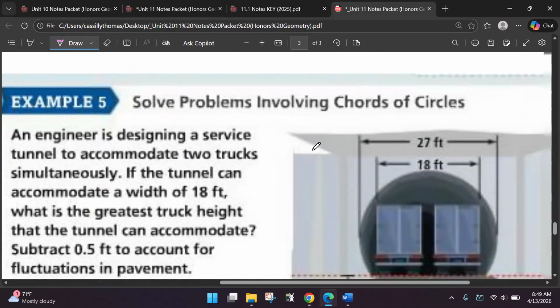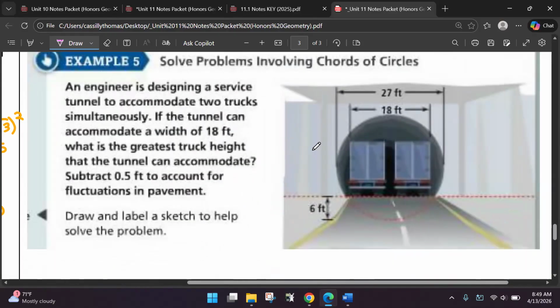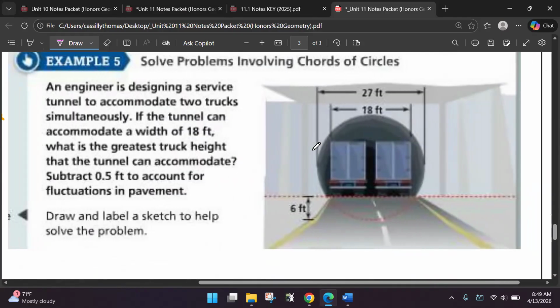And now we have the dreaded word problem here. All right. So let's see what's going on here. We are designing a service tunnel to accommodate two trucks simultaneously. So think of this as like one of those tunnels running under Las Vegas. They got a bunch of tunnels going in right now. We want to accommodate two trucks simultaneously. If the tunnel can accommodate a width of 18 feet, what is the greatest height that the tunnel can accommodate? We need to subtract half a foot for fluctuations in the pavement.